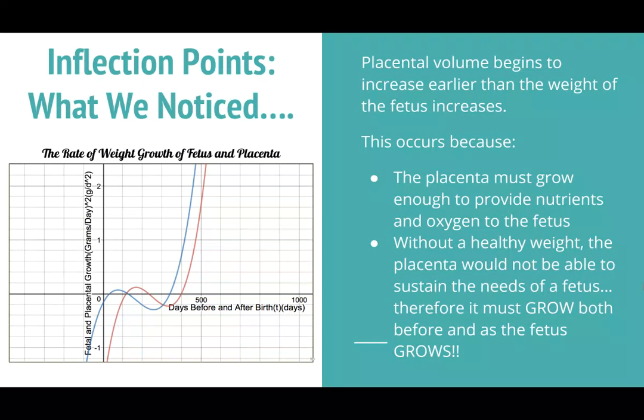This proves how important the placenta is for fetal survival. After the placenta's rate increased, the fetus began to mimic its rate of change, which explains why the inflection points occur after the placental growth. The decrease in rate may have occurred for multiple reasons. This could be the mother's lack of exercise, the mother's lack of nutrient intake, or other health conditions.